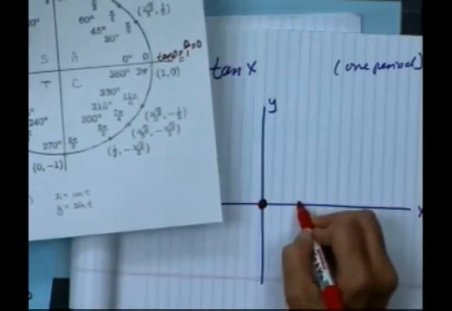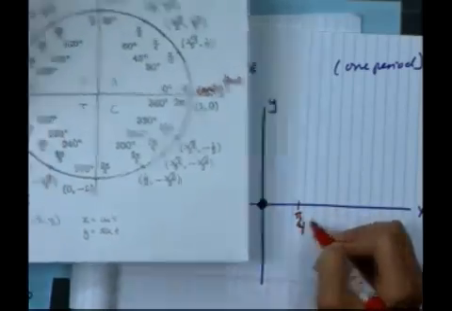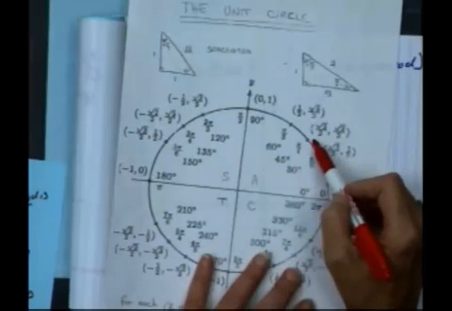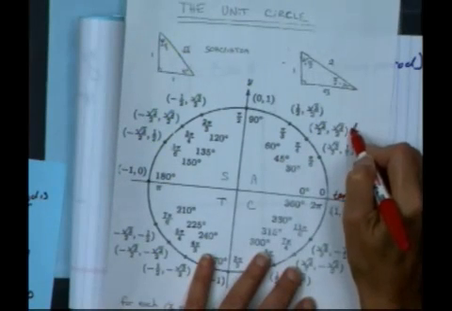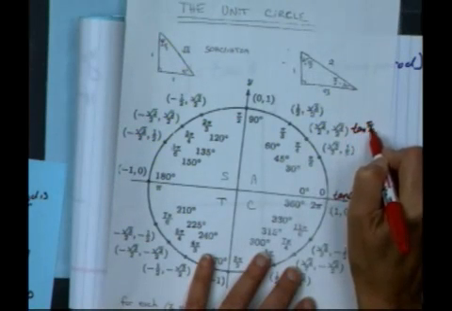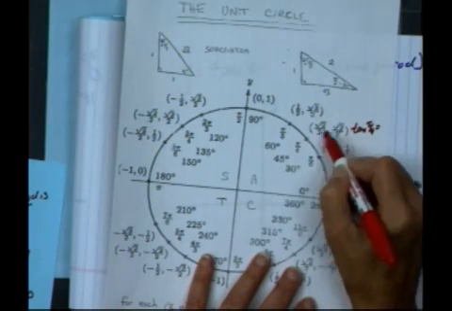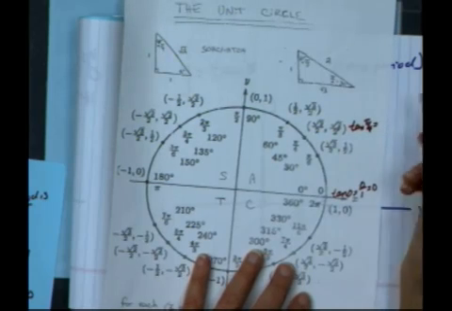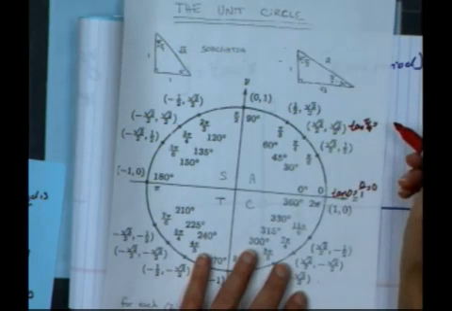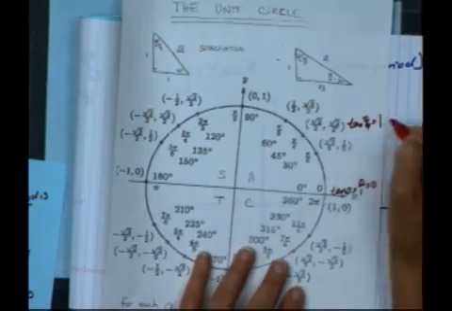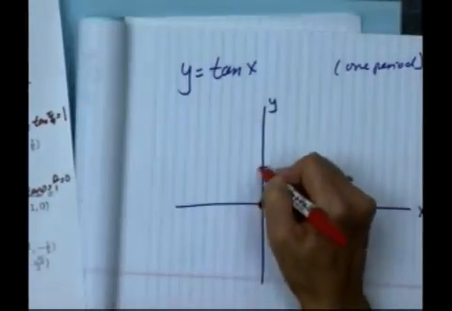Okay, let's put a pi over 4 in here because that's going to be easy. Pi over 4. What's the tangent of pi over 4? Sine over cosine? What is it? Tangent of pi over 4 is 1. So we'll find 1 on here.